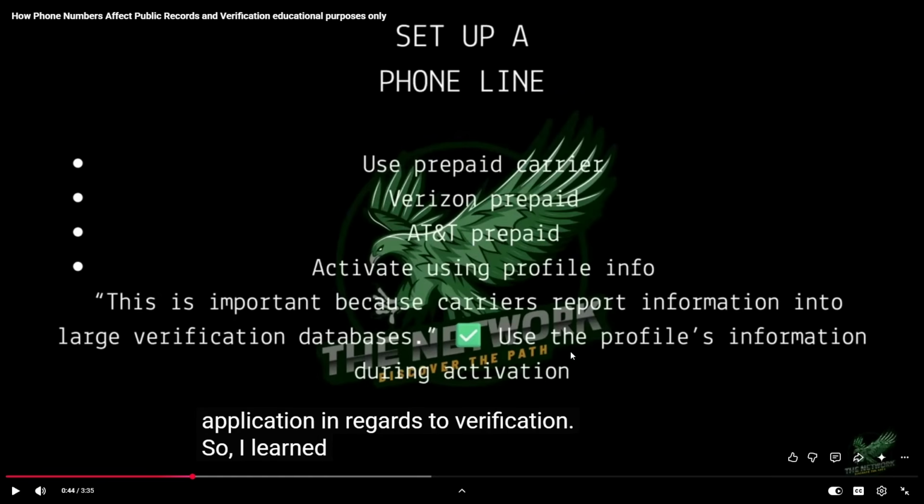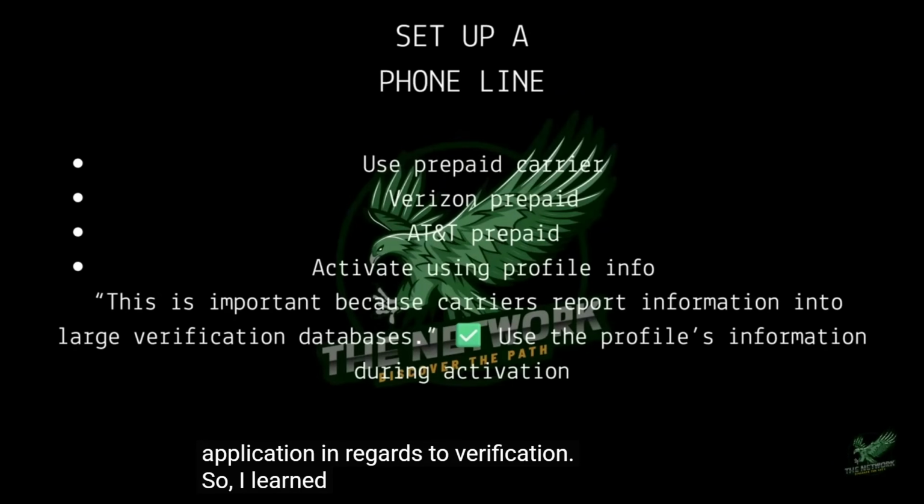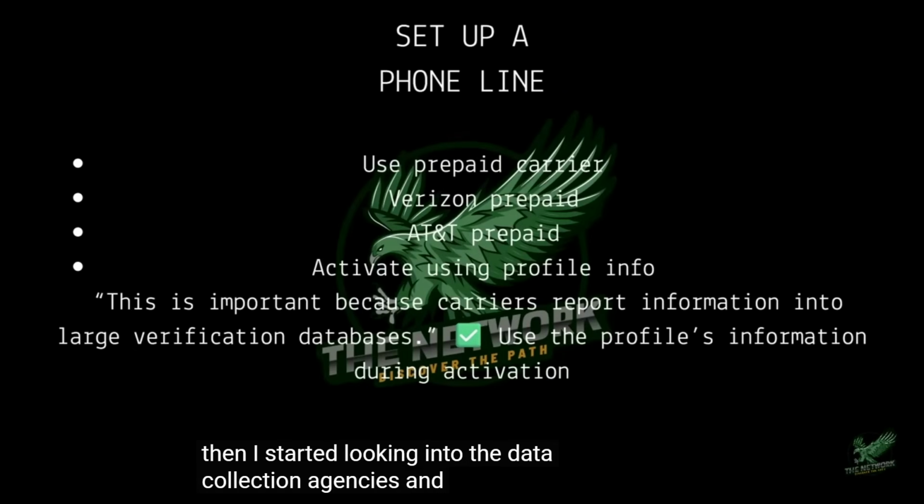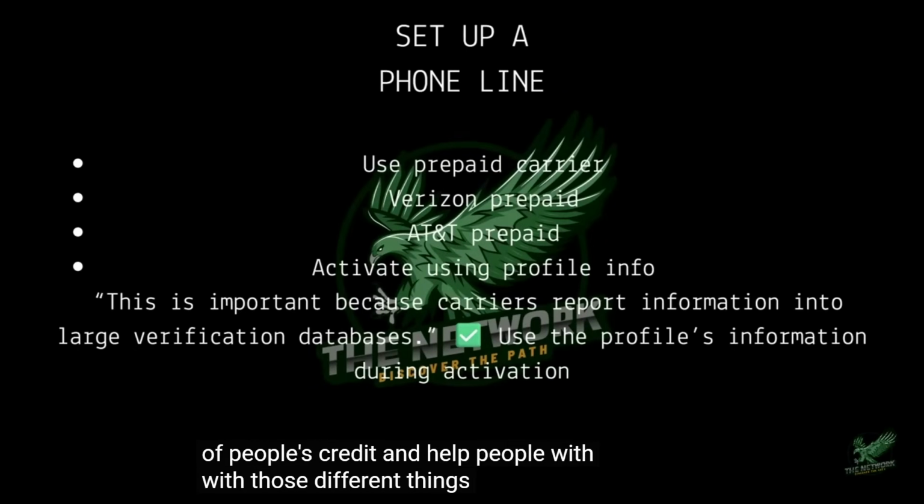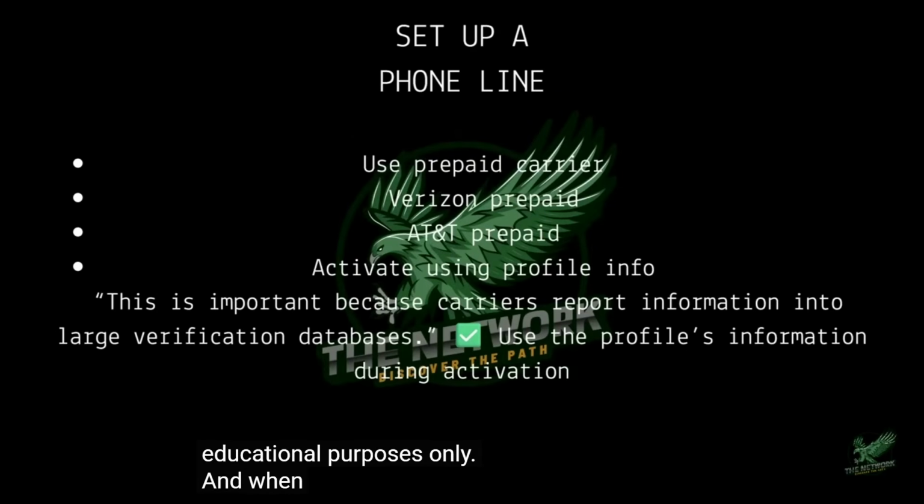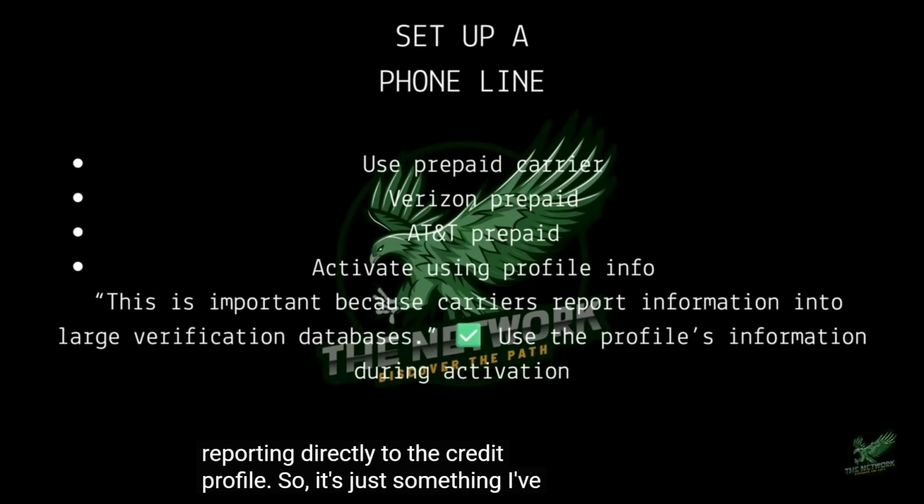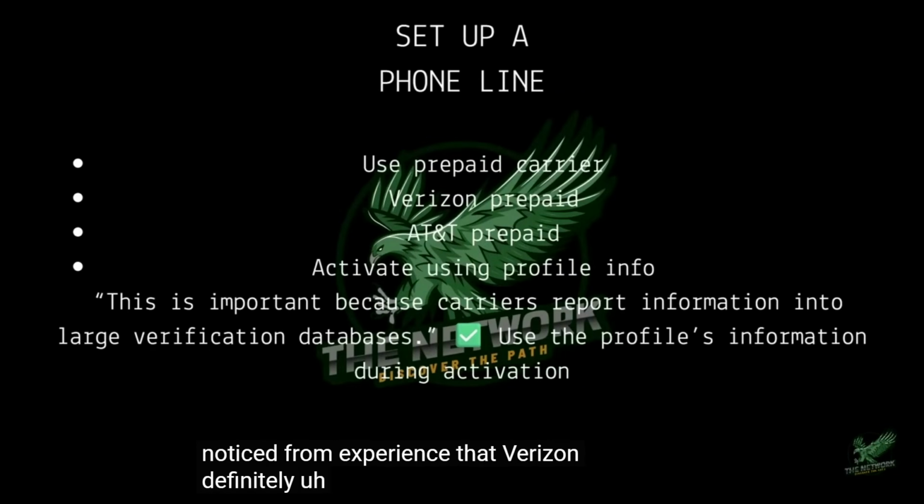So public records. Once again, guys, Verizon is a great place for public records, and this is what I'm talking about here. This is a method that you can use once you have your file created to solidify some public records, especially using phone numbers, because a lot of places will verify you using a phone number. So it's a great method to utilize. I learned that a long time ago, and then I started looking into the data collection agencies, and I fix a lot of people's credit and help people with those different things, educational purposes only. And when I look over those files, a lot of the time, Verizon numbers are the main numbers that are reporting directly to the credit profile. So it's just something I've noticed from experience that Verizon definitely reports a lot of information.